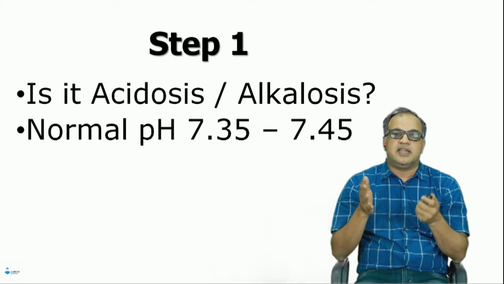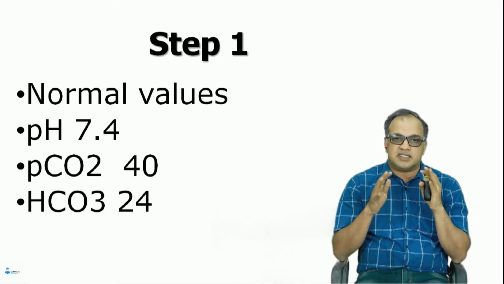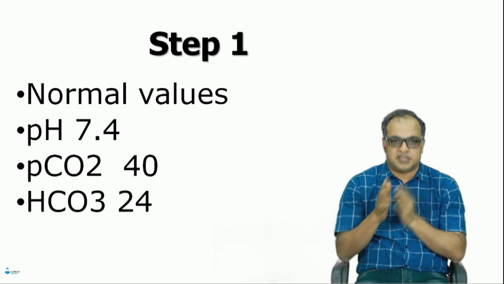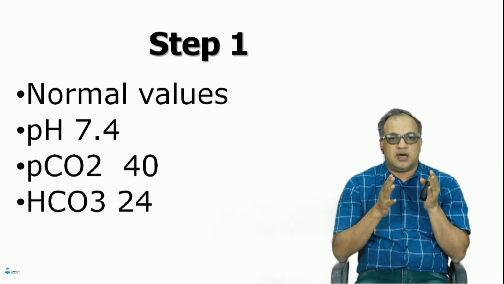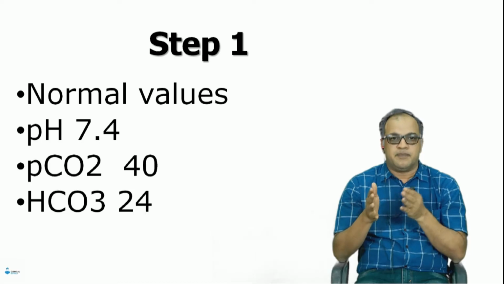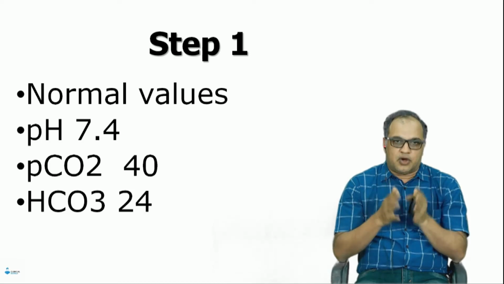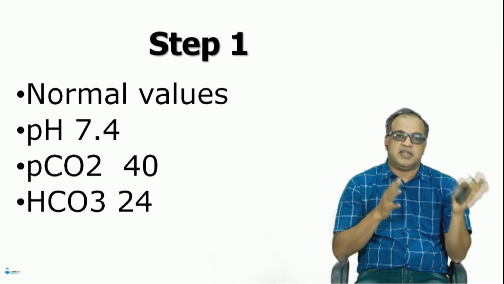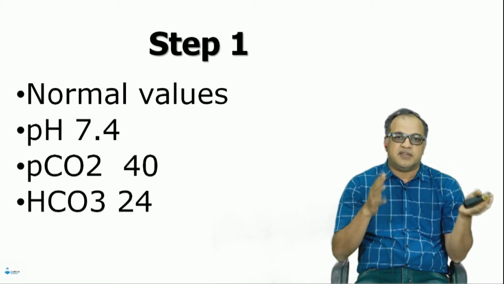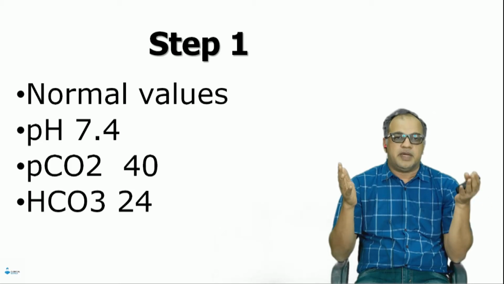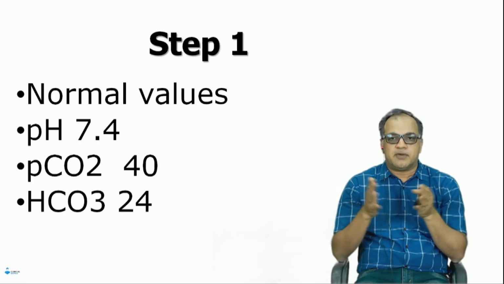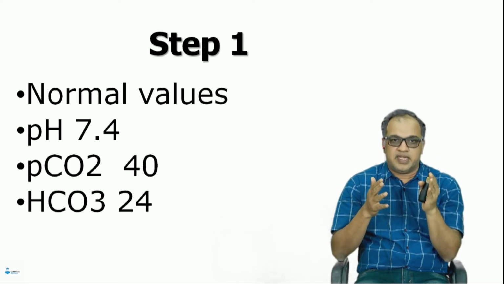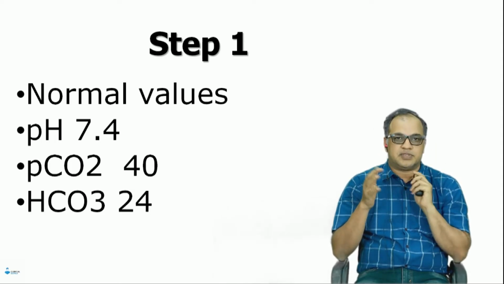For the sake of convenience in this talk, we will consider the normal values as pH 7.40, PCO2 40, and bicarbonate 24. Obviously, they are in a range. pH should be 7.35 to 7.45, PCO2 should be 35 to 45, and bicarb should be 22 to 26. But for the sake of calculations, we'll take 7.40, 40, and 24 as our values.